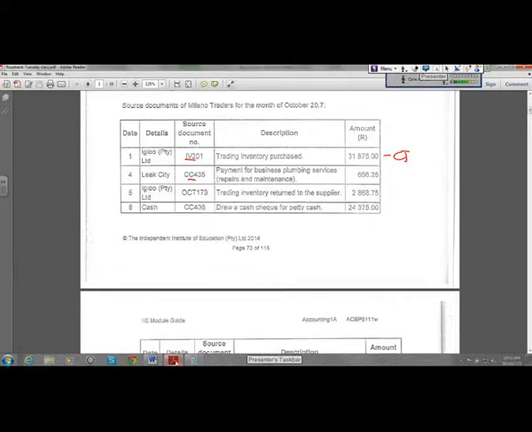All right, and here we have a source document. They call it CC. What is CC? CC is what we call a check counterfoil. Many of you know this as a check stub.